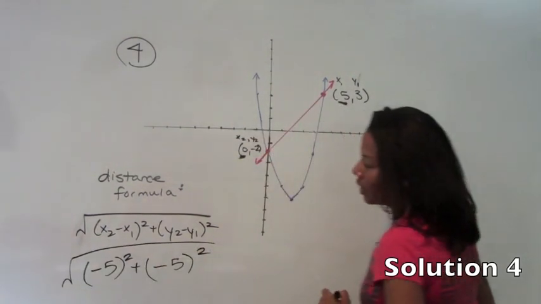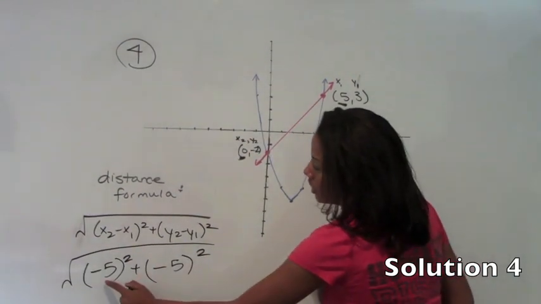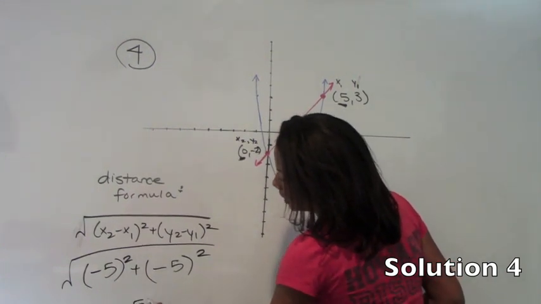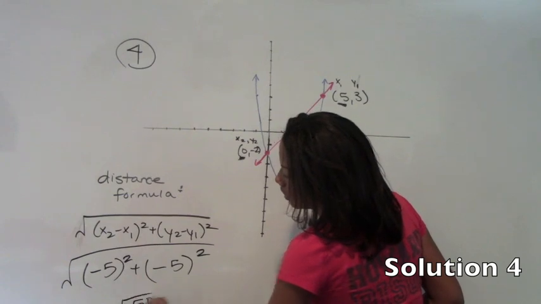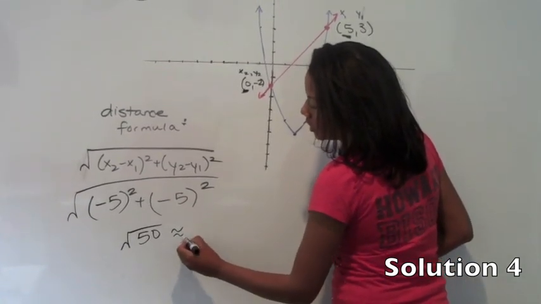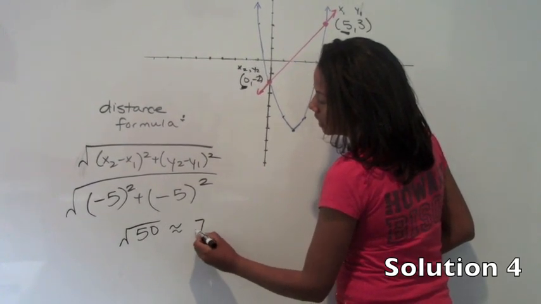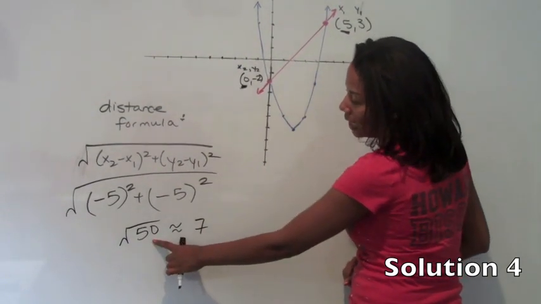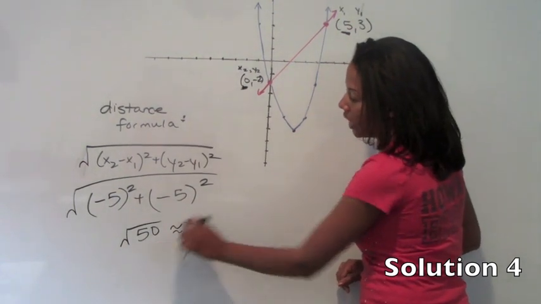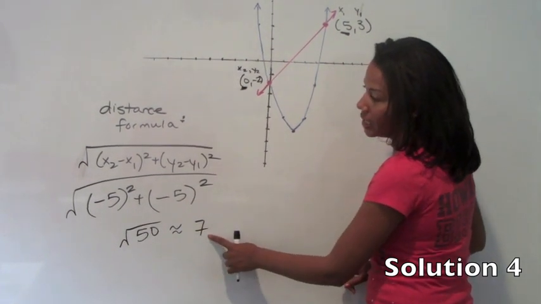So the square root of that is, first you have to simplify the inside, which is 25 plus 25. So that is 50. And I need the square root of 50, and we are doing it to the closest number. So the square root of 50 is approximately 7, because the square root of 49 is 7, and this is the square root of 50. Or you can just put it into your calculator, and you'll find that the answer is A.